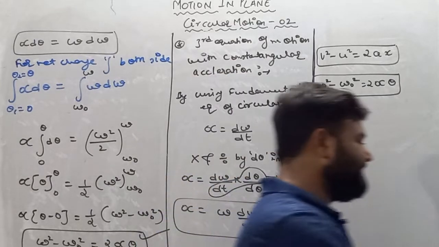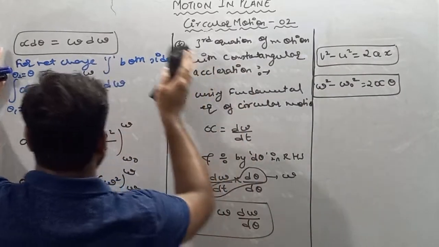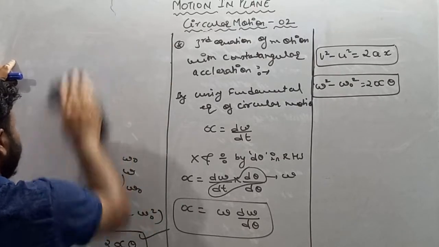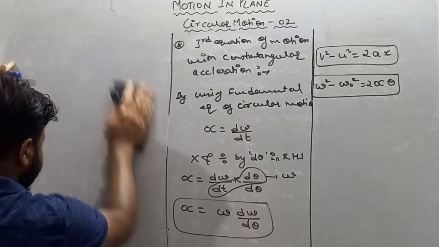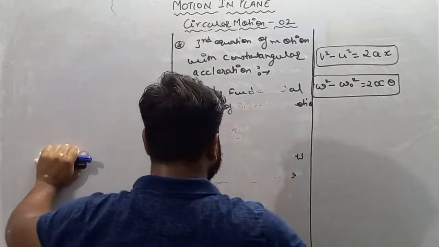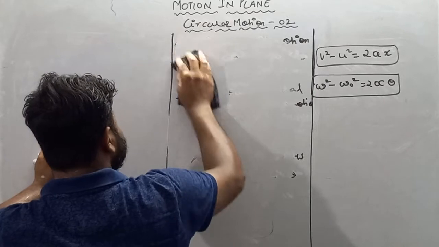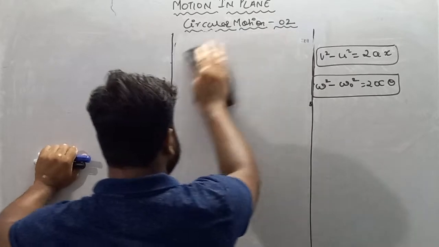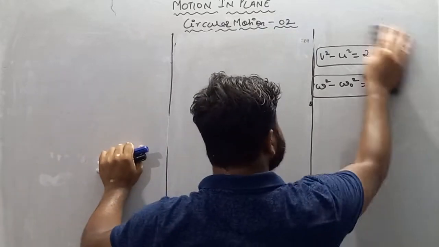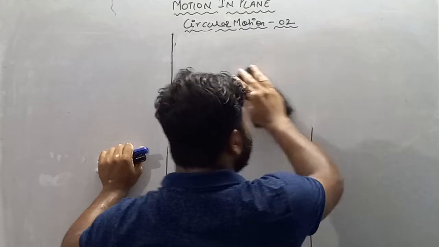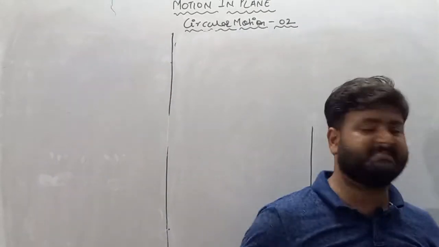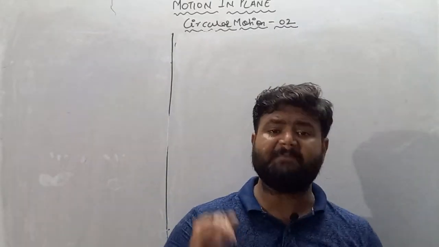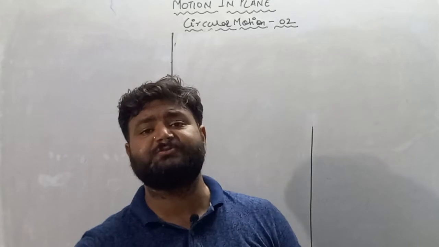So moving forward, my dear student, in last class we discussed two types of unit vector. One is radial unit vector and another is tangential unit vector. Radial unit vector is always towards radially outward and tangential unit vector is towards tangent. We are already aware of three types of unit vector: i cap, j cap and k cap. i cap is towards x axis, j cap is towards y axis and k cap is towards z axis.